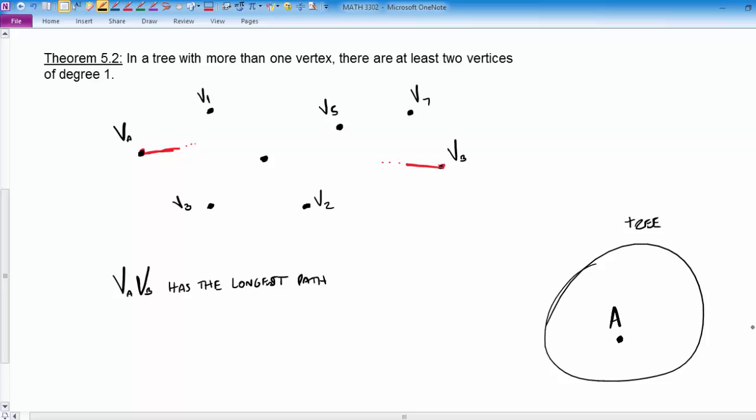One vertex is considered to be a tree. Why is it a tree? Because it satisfies the definition. It's a connected graph. Yes. There's only one vertex. There's no cycle. There's not even an edge, but that means there's no cycle. Then it's a tree. So that proves the theorem that in a tree with more than one vertex, there are at least two vertices of degree 1.